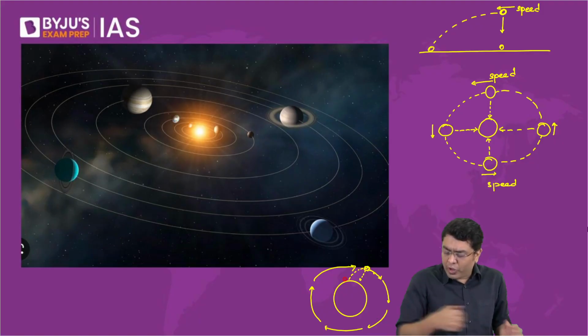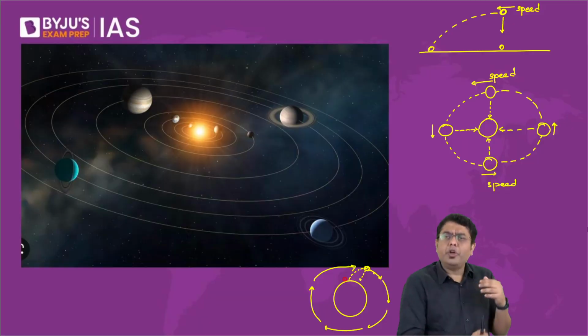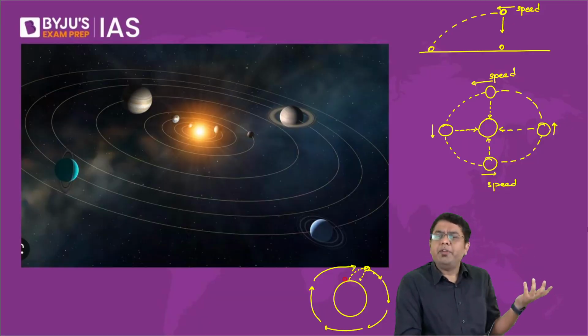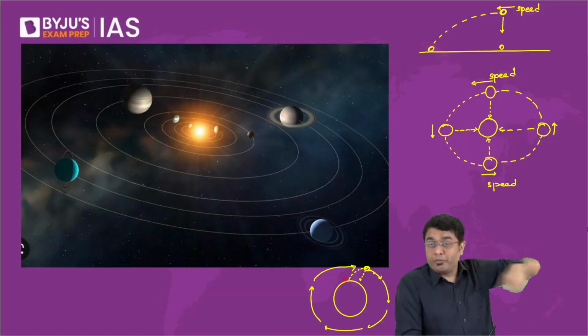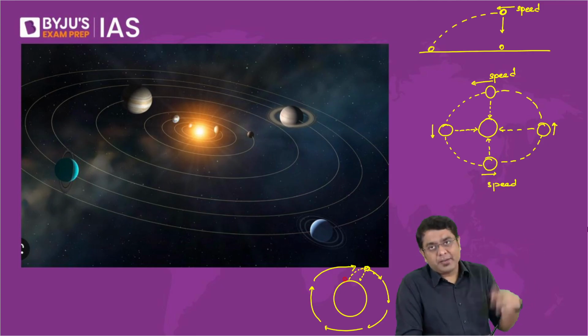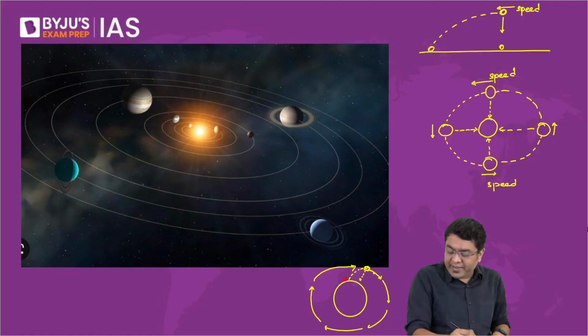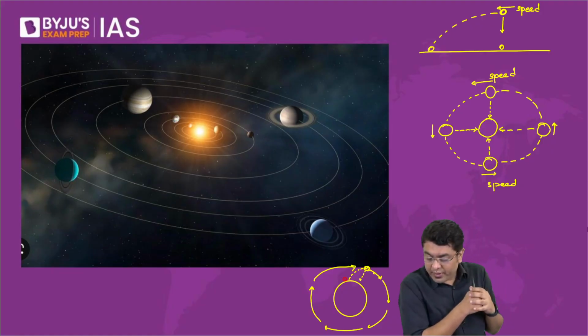Why the speed is not decreasing? The speed is not decreasing because the gravitational force is still there and there is no such resistance offered in the path of movement of these planets. That is why they are able to maintain that. These orbits that you see, these are imaginary, Gaurav, yes. Okay.